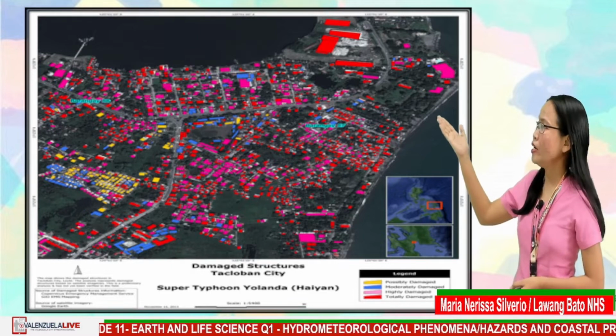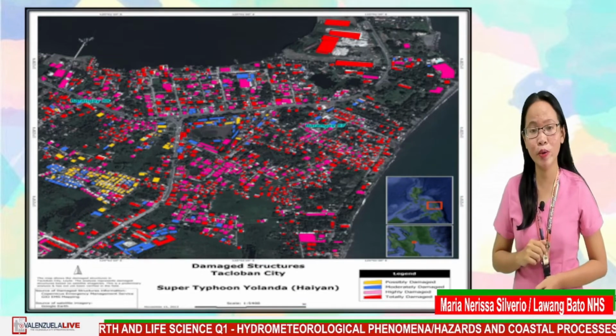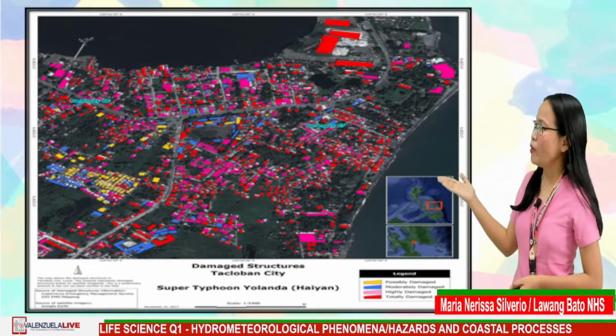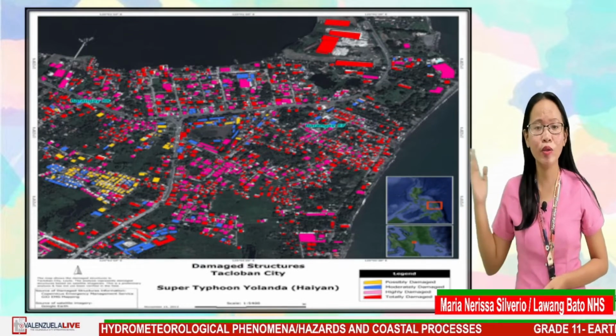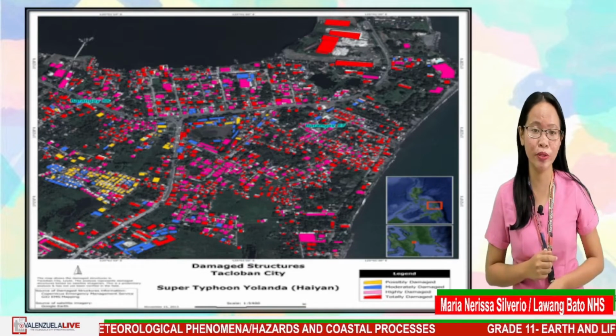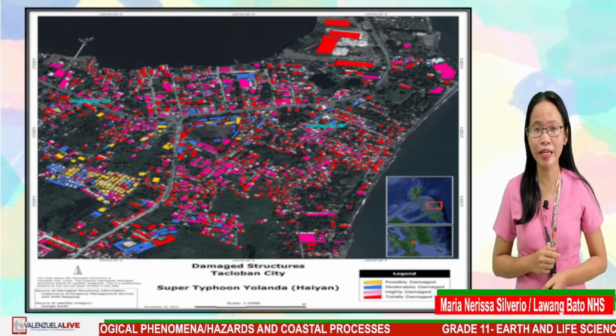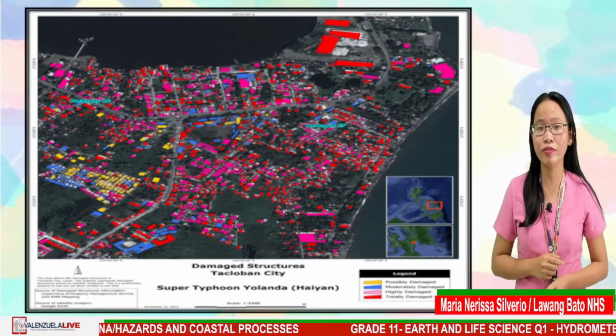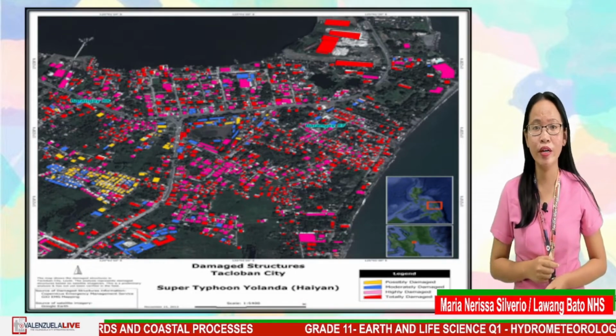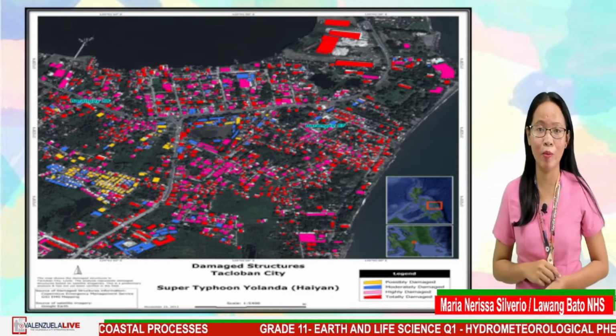The red one shows the areas that are totally damaged, and the pink one shows the areas that are highly damaged. This only shows that the storm surge caused extreme flooding in the coastal areas that resulted in the loss of lives and livelihood of the people there in Tacloban.